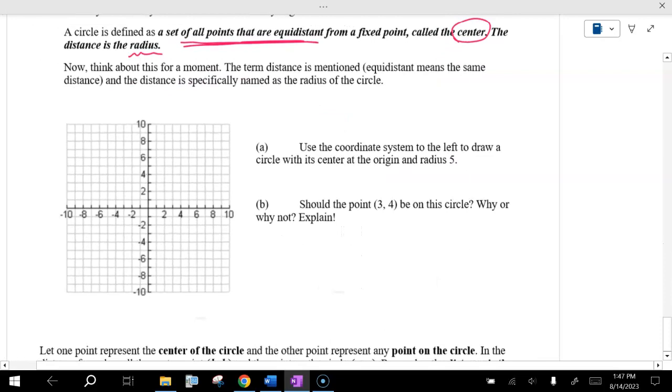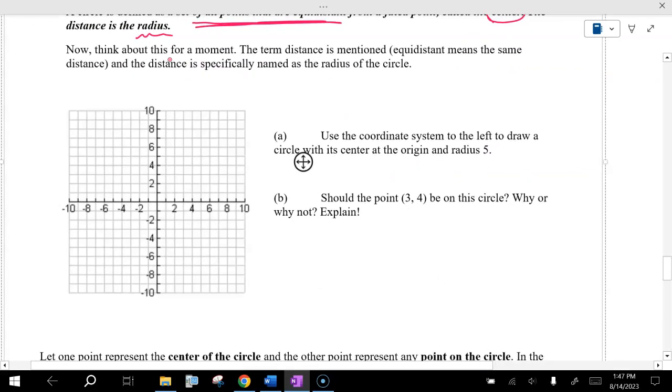So here they ask us to draw a circle with the center at the origin. The origin is going to be at (0, 0). And they tell us that the radius is 5. So I know if the radius is 5 that we have to have a point on the circle right there at 5, over here at -5, and then down at -5.